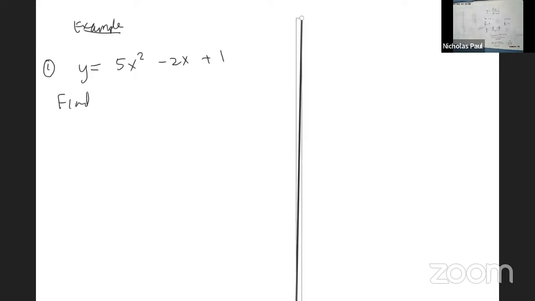All right, let's try an example. Example 1. If y is equal to, let's start easy, 5x squared minus 2x plus 1, let's see if we can find the stationary value. Find the stationary value and determine its nature. Nature means whether it is a max or min.